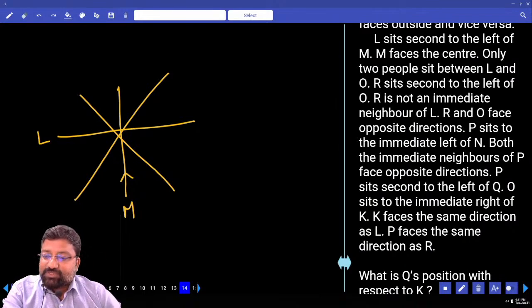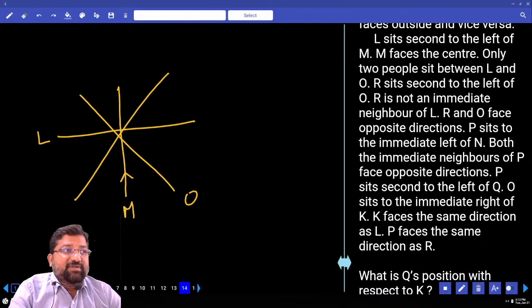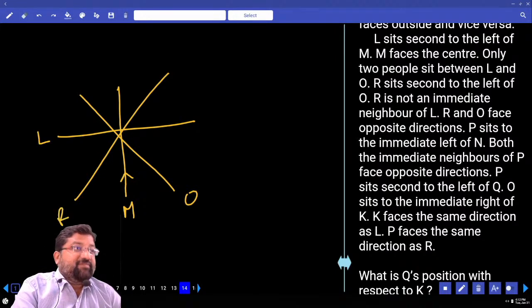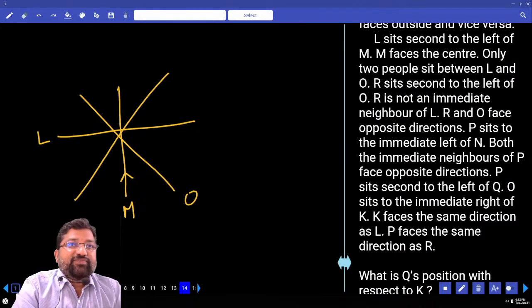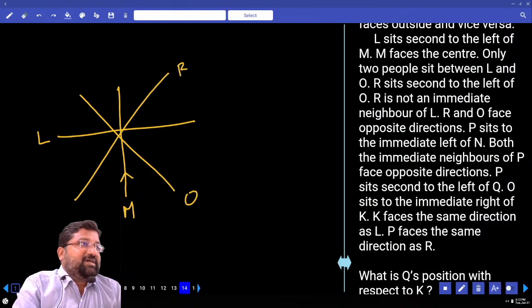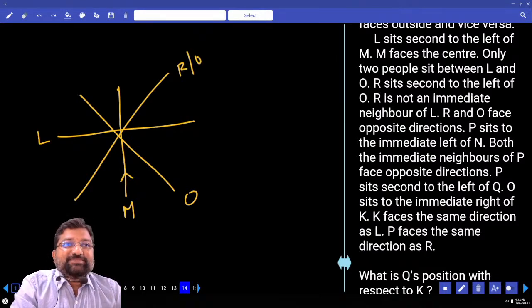R is second to the left of O. R is not an immediate neighbor of L. Okay. If I put O here, what is the possibility that I have? R is second to the left of O. I can put R here, but I have a problem. What? R is not an immediate neighbor of L. Surely this should be R. 2 people between L and O means I can go for O here, right?